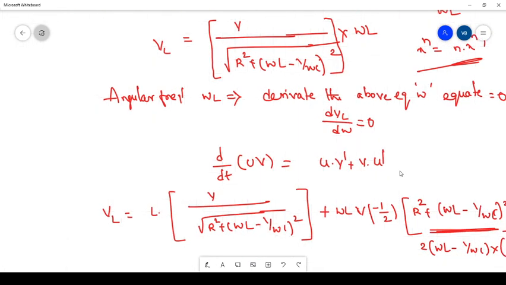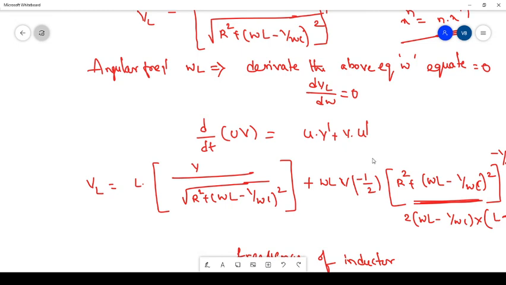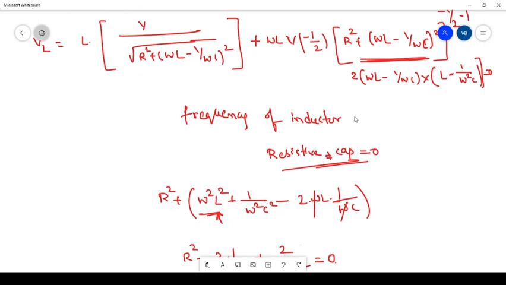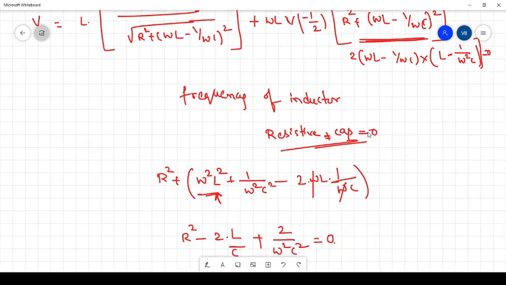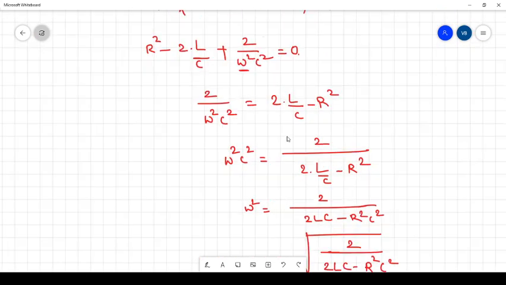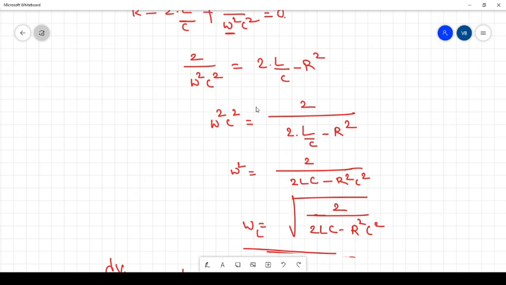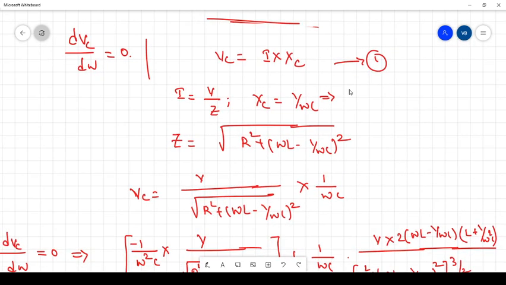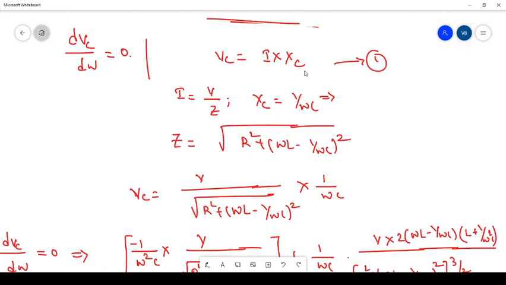While differentiating, you are going to use the UV method, just to simplify. So while calculating the frequency of an inductor, we equate the resistive and capacitive terms to 0. Then you are going to get omega L as under root of 2 by (2LC minus r square c square). So while calculating the capacitive frequency, Vc is equal to I into Xc. You already know Xc, that is 1 by omega c.